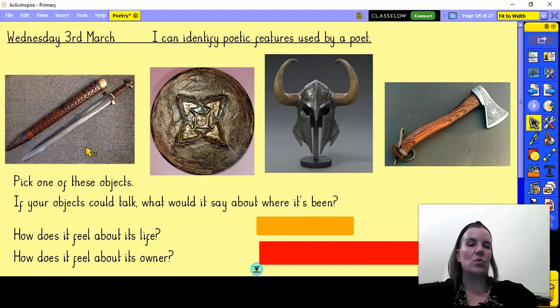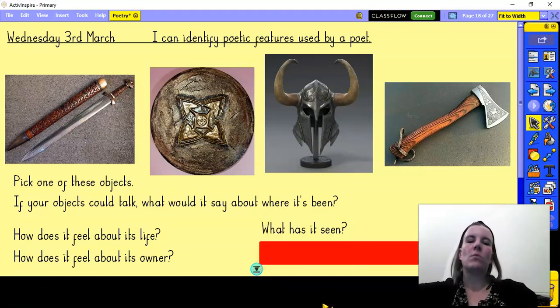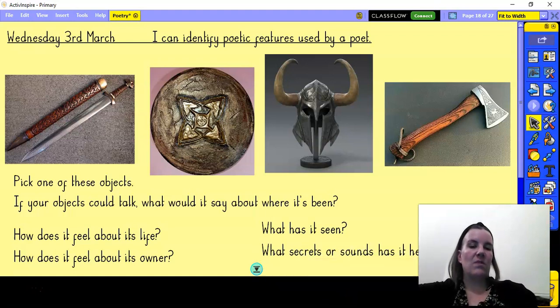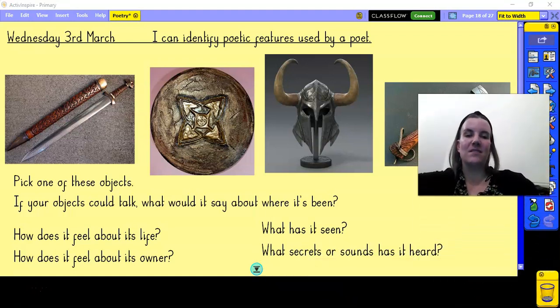How does it feel about its owner? I should imagine a sword would be very loyal. I know that a sword is like a man's best friend, so it would almost honour its owner, perhaps. What has it seen? It will have seen many battles, many tears, many troubles and perhaps many raids. And also, it will have heard many secrets, many whispers from its owner, and many plans, perhaps.